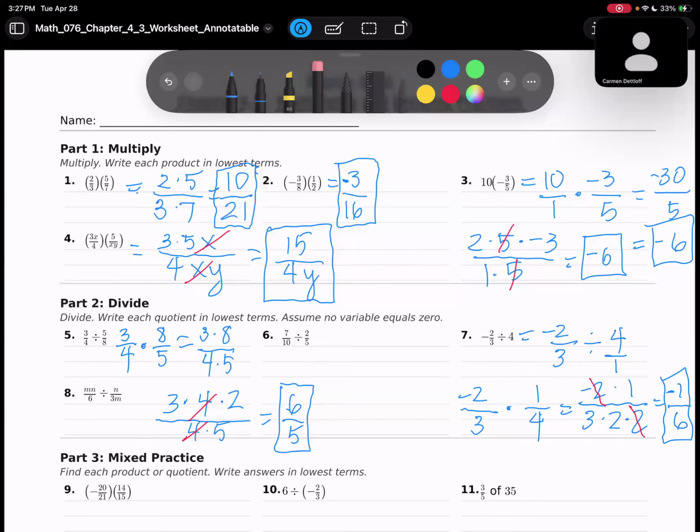Okay, I am going to erase over here so I have more room again.